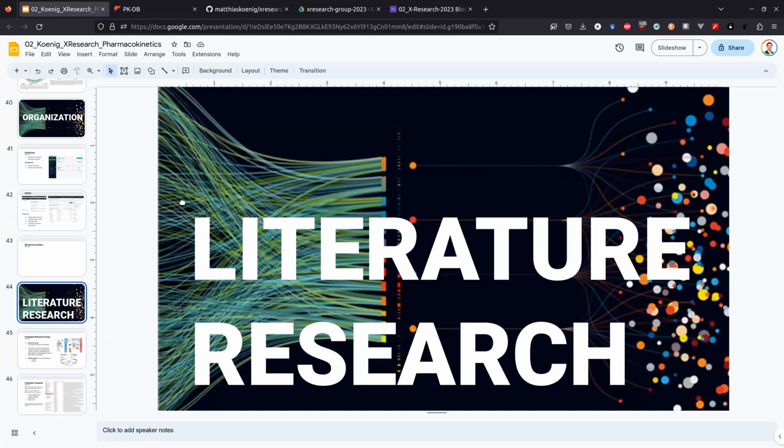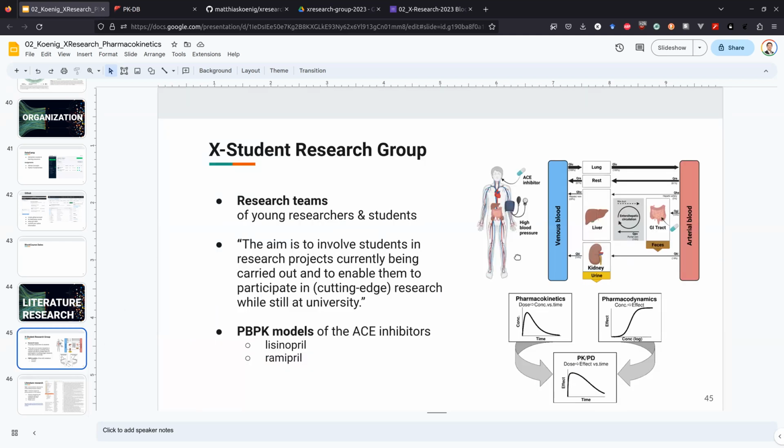Okay, first thing now, we know approximately what we want to do. We want to build this physiologically based pharmacokinetic model of lisinopril. But what we don't have right now is any data about lisinopril. We don't know if it has a 1 hour half-life or 24 hours. We don't know how large the variability is. We don't know anything about the pathways and so on.